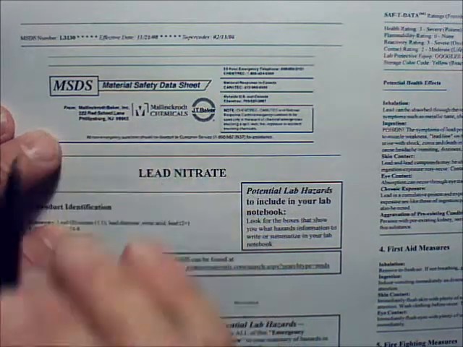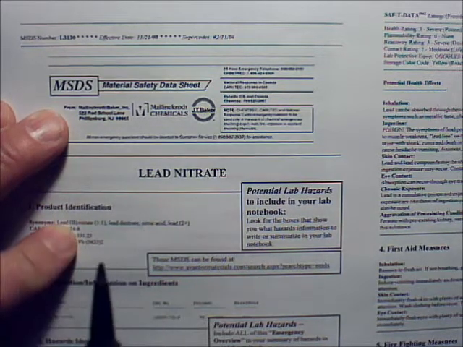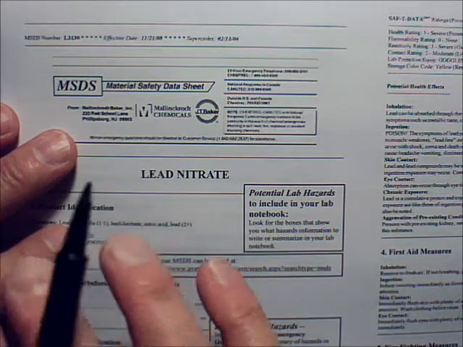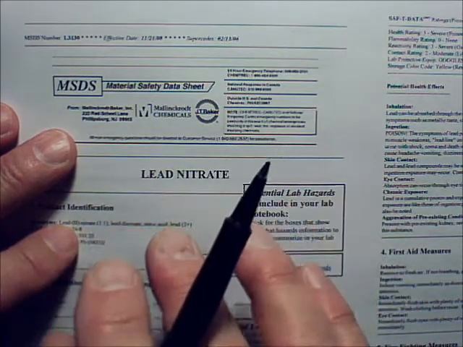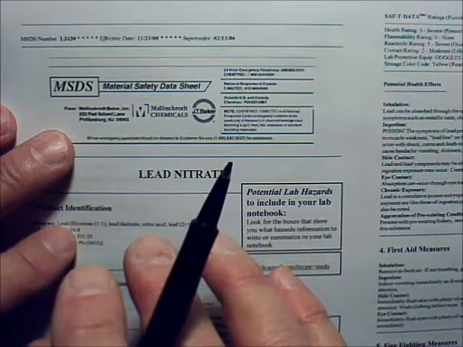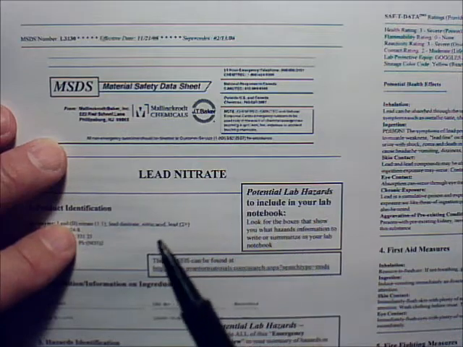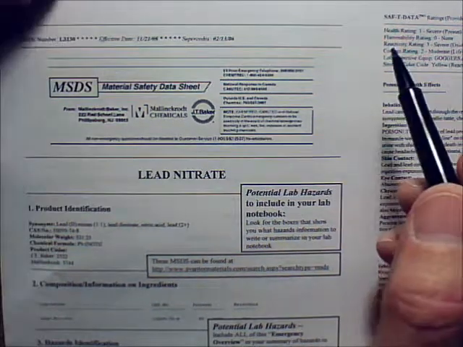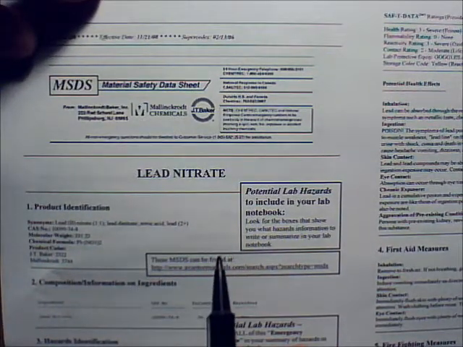This MSDS stands for Material Safety Data Sheet. And the EPA requires these for any chemical on any facility site over a certain amount. And any chemical meaning, I mean, water's a chemical. It doesn't require it for water, but anything that they have on their list of hazardous chemicals. So lead nitrate then is considered to be a hazardous chemical.